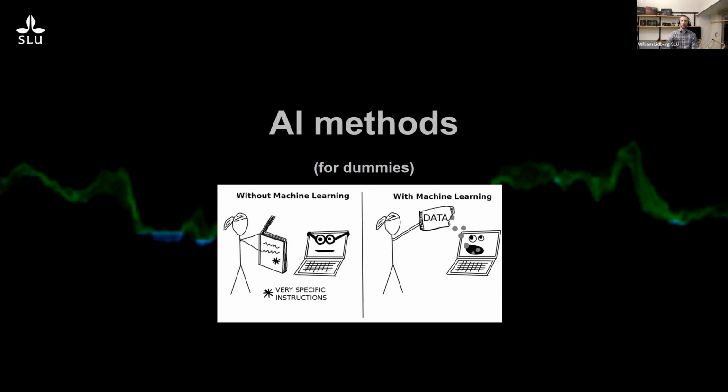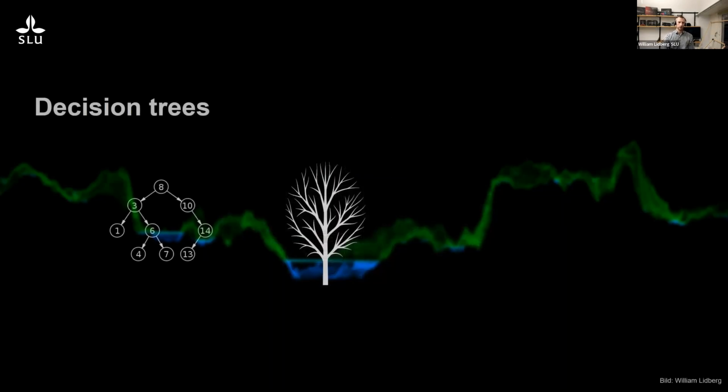The traditional approach to what I was trying to do was to write very specific instructions using traditional methods. But instead of doing that, we can just feed the computer with data and let the machine deal with it. So I started out with decision trees. For example, if you're looking for wet areas, you can ask questions like, okay, is this location next to a stream? Yes or no? And then you go down into the tree and ask another question. Is this area in northern or southern Sweden?